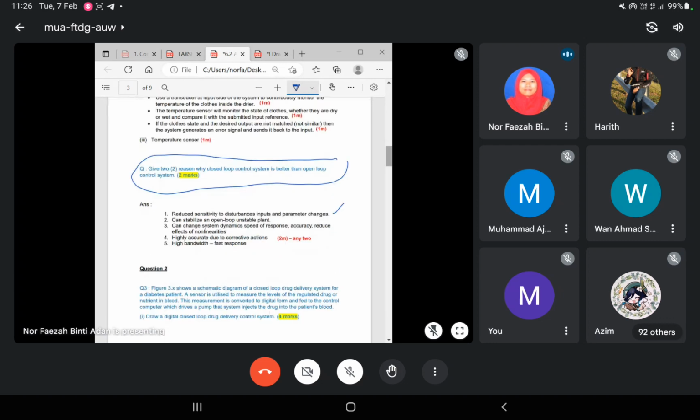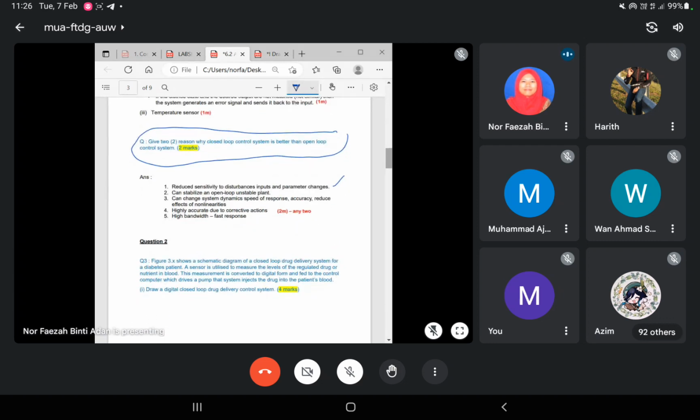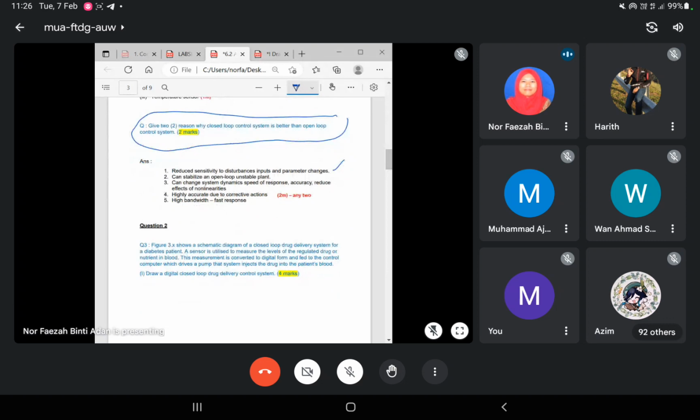Tengok lagi soalan apa untuk chapter 1. Okay, question number 2.